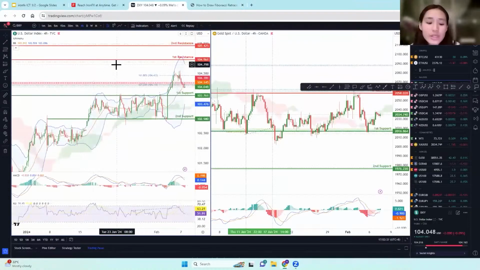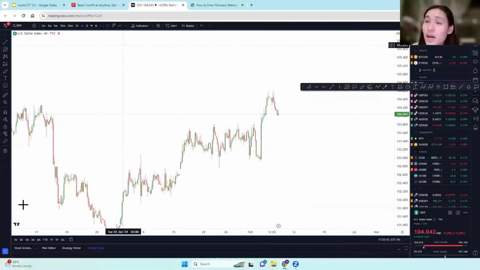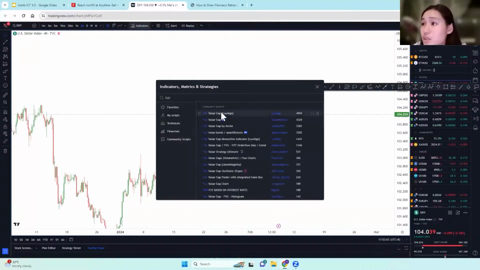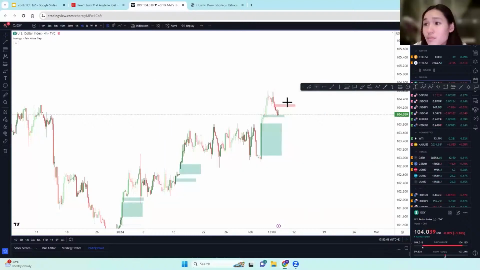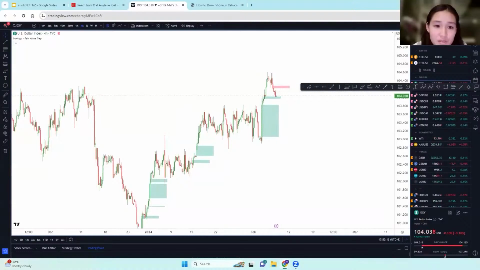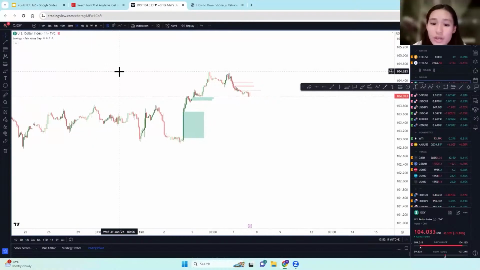Okay, so if we are looking at DXY, just a random chart, this is how you implement the FVG indicator. You go to the indicators, search for fair value gap, and this one. This helps you to identify any of the FVGs, and you can use this on any time frame as well. I'm on the 1 hour time frame now.